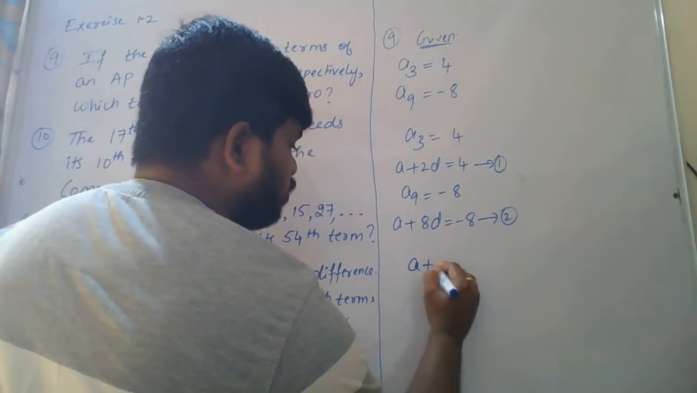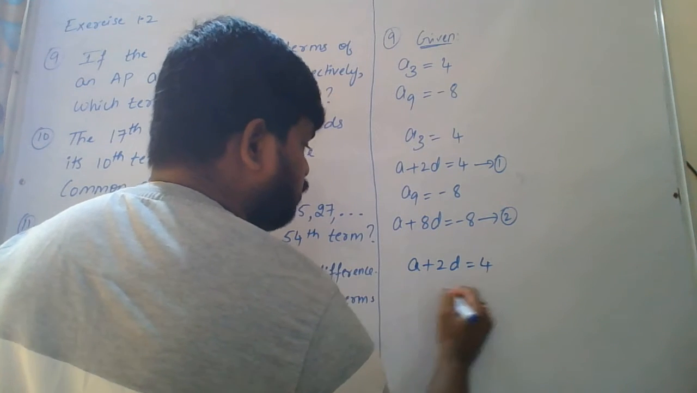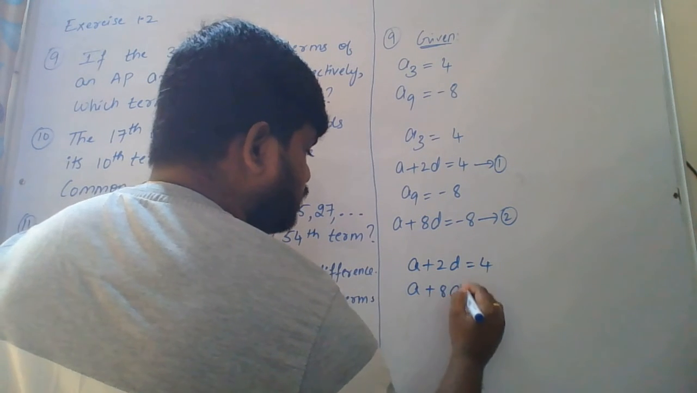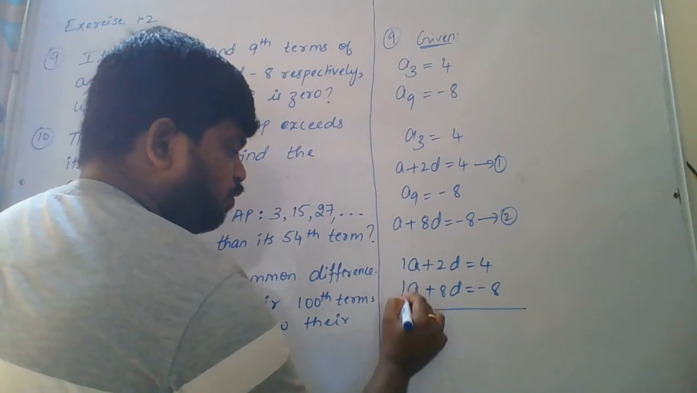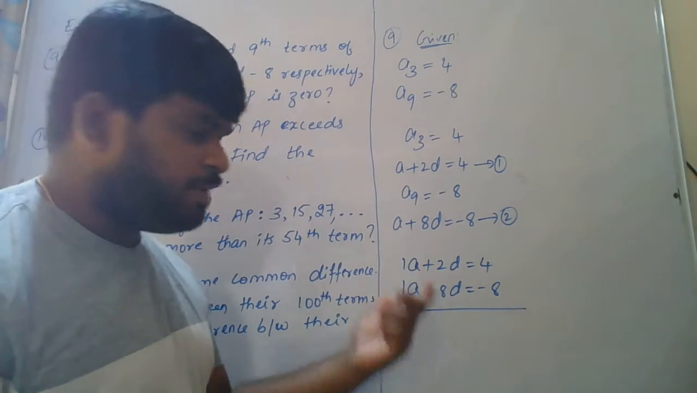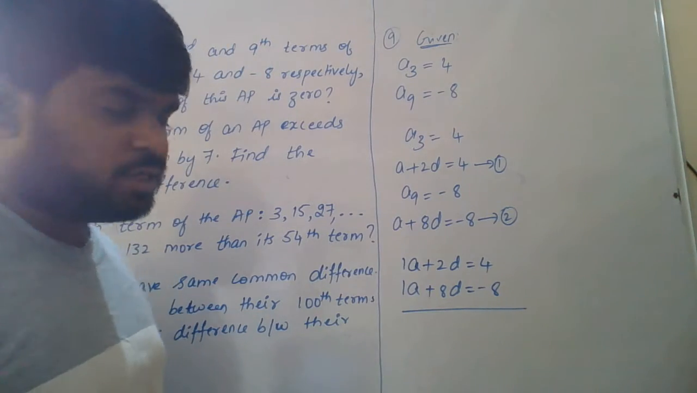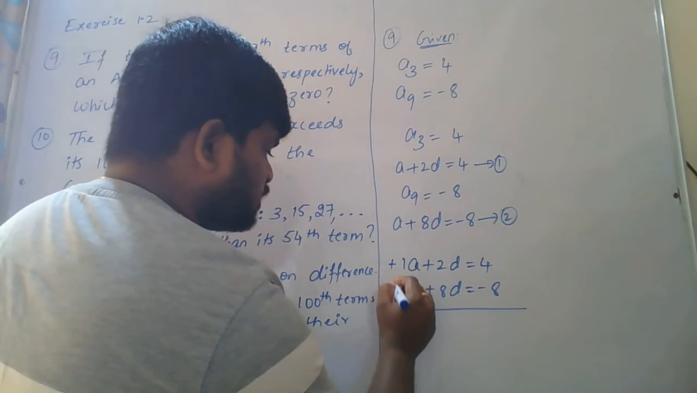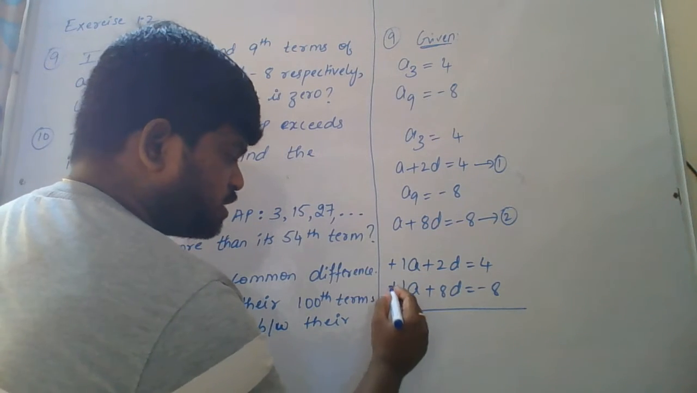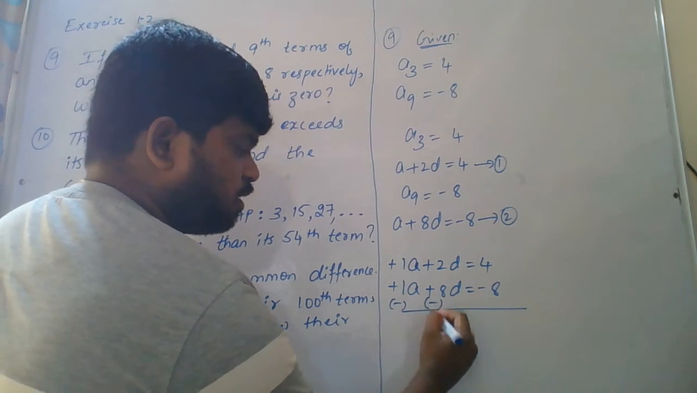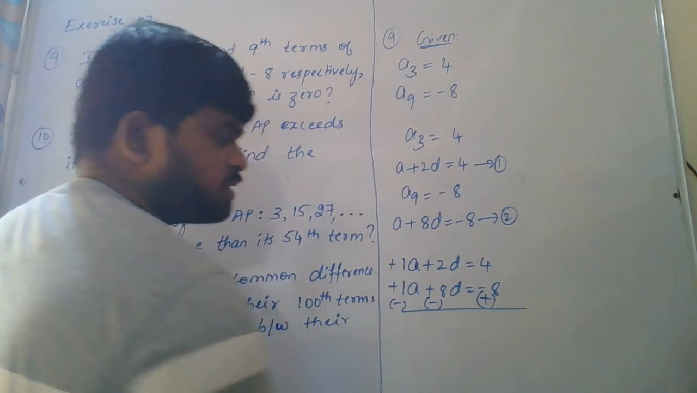Let's write one below the other. A plus 2D is equal to 4. A plus 8D is equal to minus 8. Here both have the same coefficient, and we are eliminating A, so no problem. Both have the same sign. If they have the same sign, change the sign for the second equation. Plus will become minus, plus will become minus, minus will become plus.